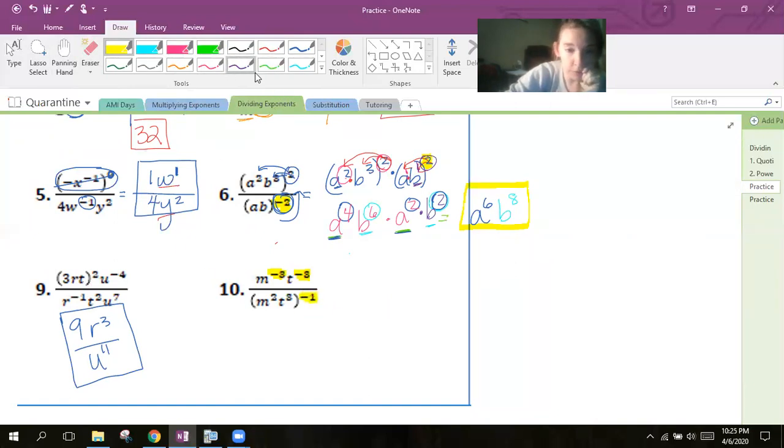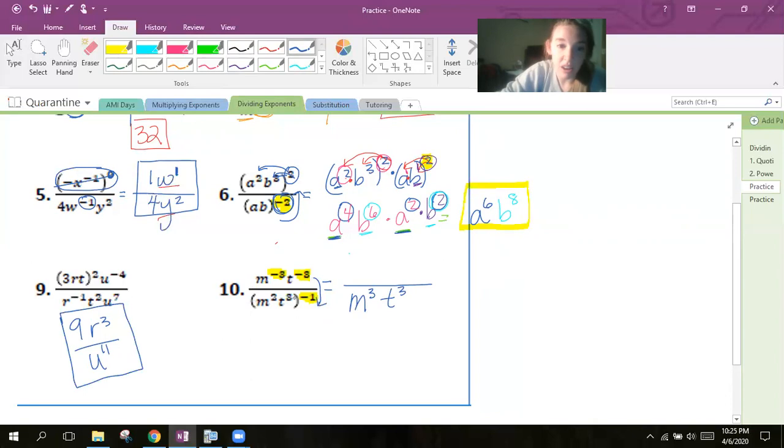All right, so first thing I want to do is I just want to go ahead and get rid of those negative exponents. Okay, so that m and that t is going to move to my denominator. That's going to be m to the 3rd power, t to the 3rd power.